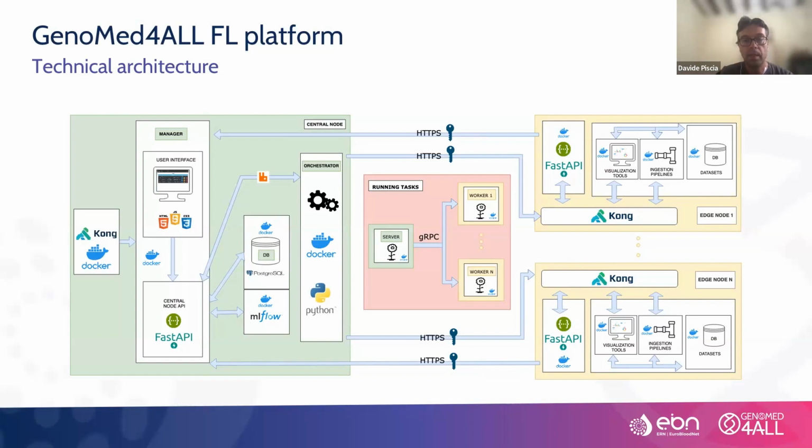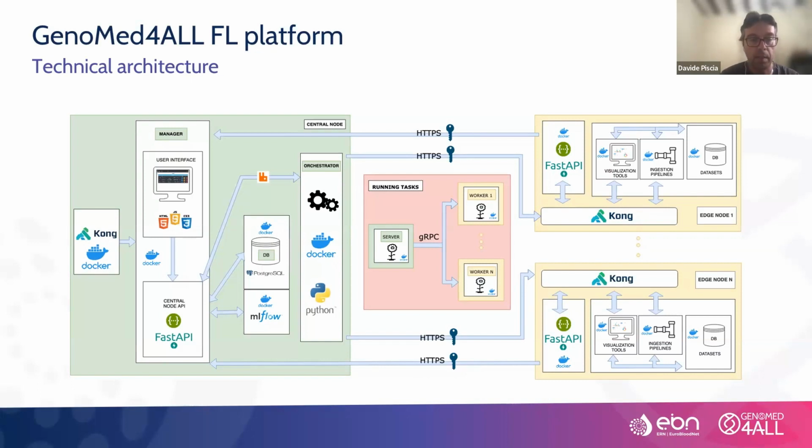And then you see that in the big central green box, there is the FastAPI, which connects to the yellow boxes, which are the hospitals. They also have the FastAPI server. And then you can see that the big difference between the hospital box and the central box is that in the hospital there is also the ingestion pipeline, so the data provisioning. So basically, all the infrastructure that you need to generate this data set that then will be used for the AI training.